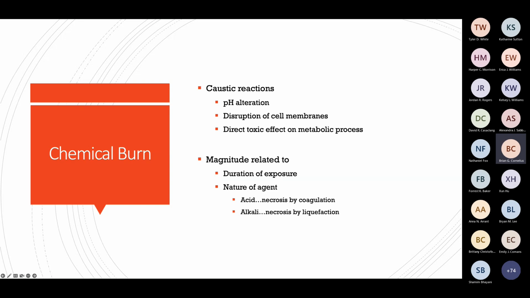The other thing that comes into play here is the duration of exposure. So the go-to for decontamination for a lot of these chemicals is going to be large volume irrigation and dilution. But for some things that may not be the correct answer. Some things may continue to burn even with irrigation. And what happens depends on what the chemical was.